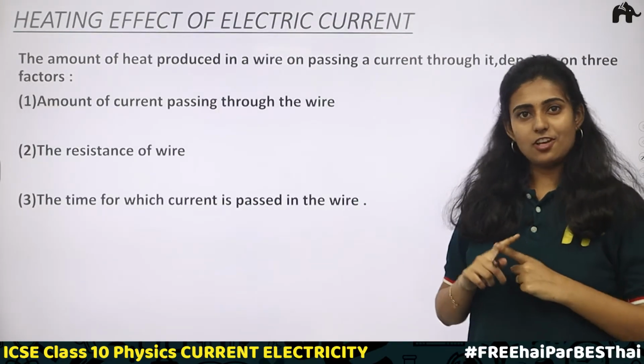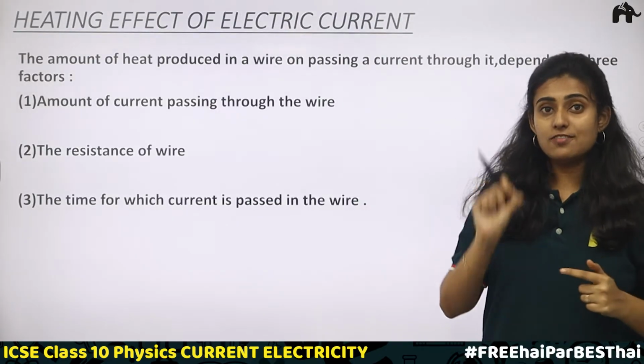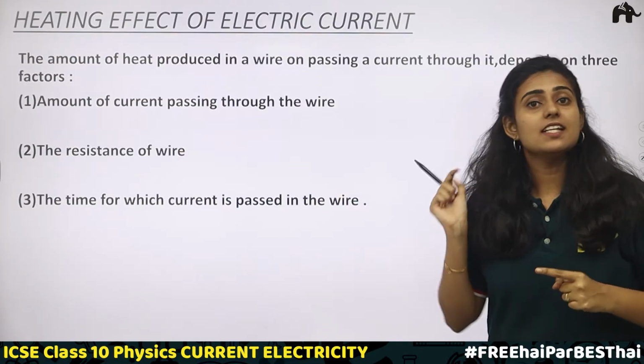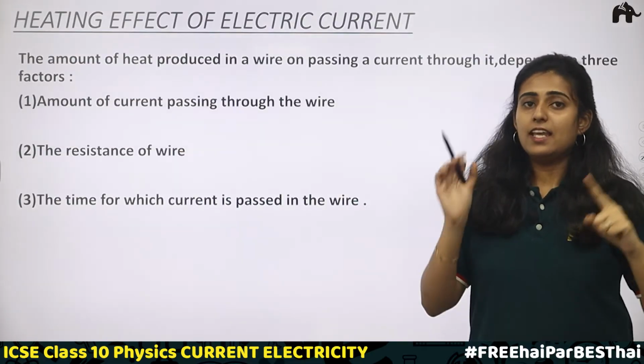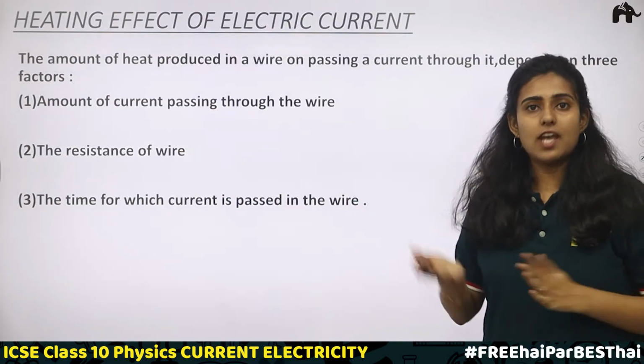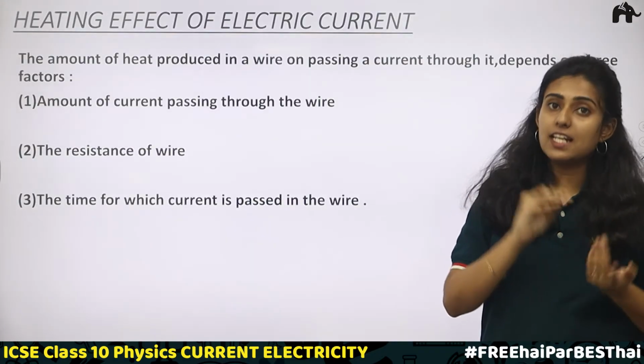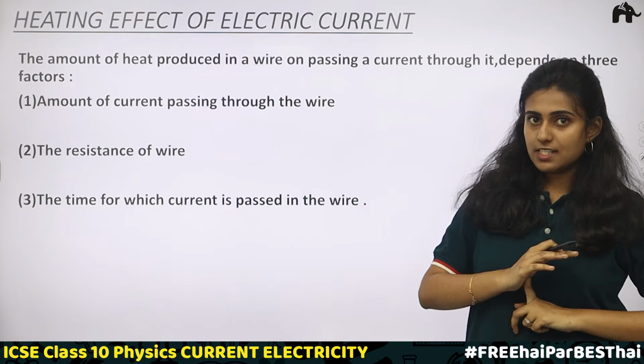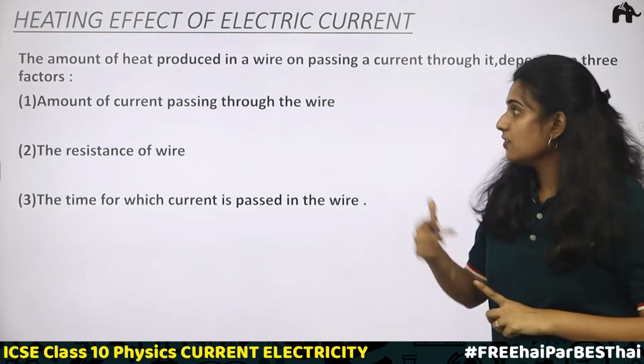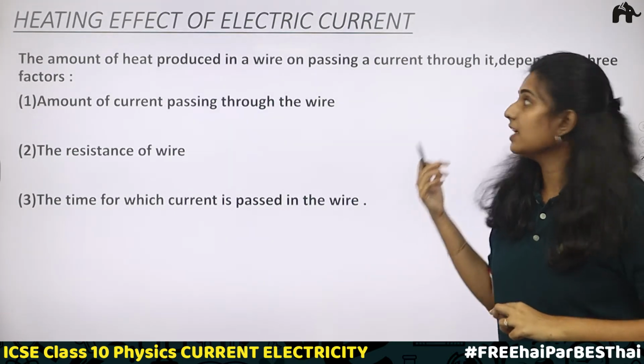Okay, heating effect of electric current. We have studied that because of electric energy, there is heat produced in most cases. In conversion of electrical energy into light energy, in case of a bulb, we can see that some amount of this electrical energy is getting converted to heat energy, which is a wastage of energy. So we are going to study the heating effect of electric current.